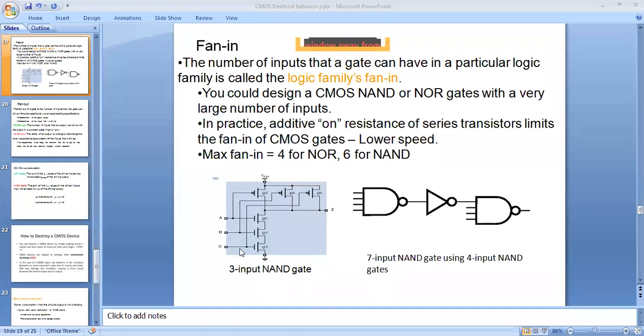Suppose we want 5 fan-in, that is 5 inputs, then we require 5 PMOS and 5 NMOS transistors. To form a NAND logic, the PMOS transistors are always connected in parallel, connected to VDD, and the NMOS transistors are connected in series, connected to ground. So with the help of CMOS, we can form NAND or NOR logics with a large number of inputs.